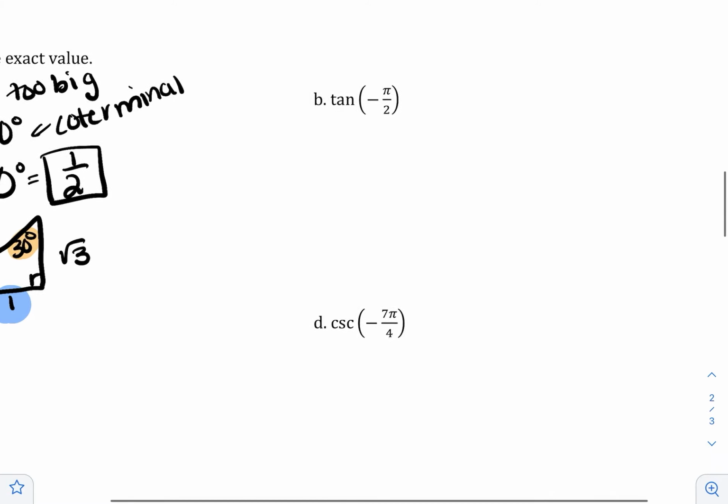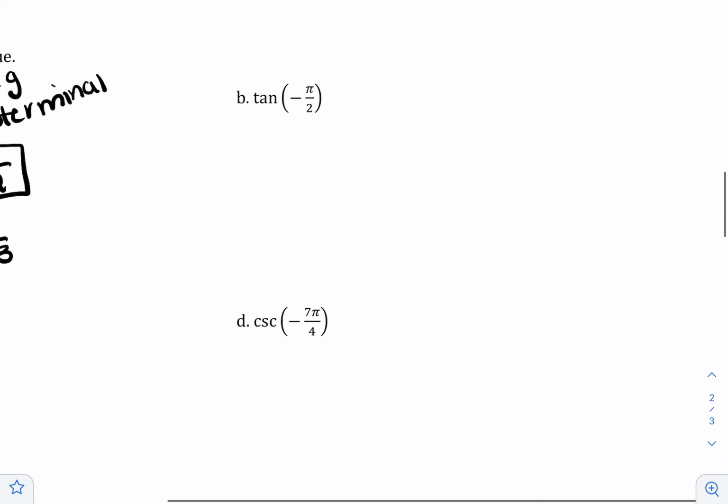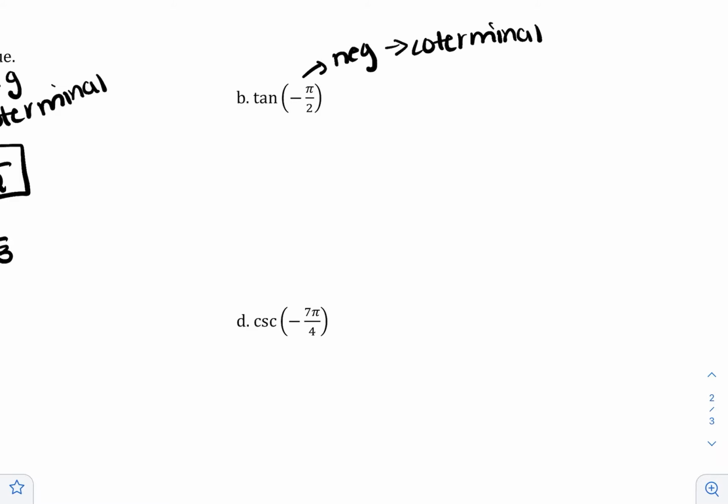Okay, let's look at the next one. I have the tangent of negative pi over 2. This is negative. That's bad. So what I want is I want to do the coterminal. I want to find the positive version of it. So I'm going to add 2 pi.